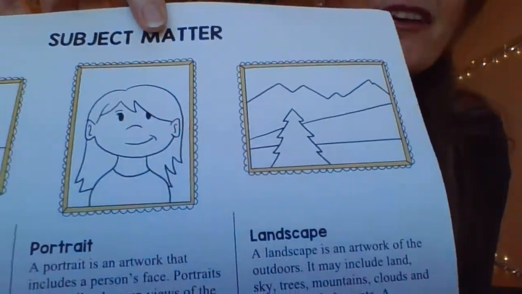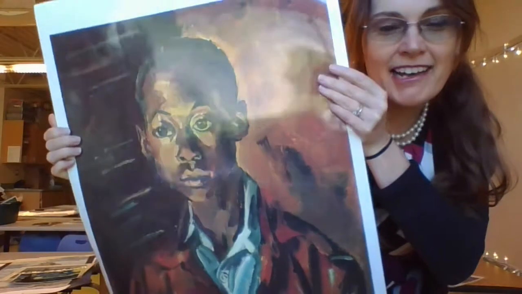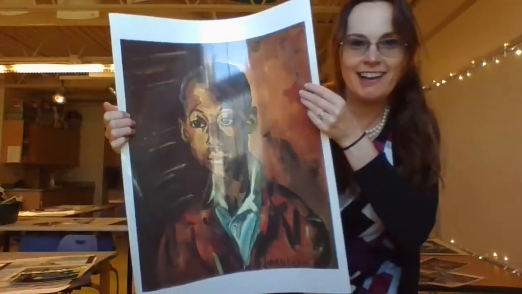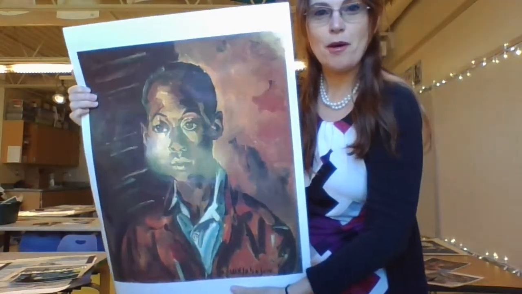So let's see some examples of each one of these in the art world. I'm going to start with portrait. This is by William Henry Johnson, and it's called Jim. It's a portrait of a boy. Check out that painting. Isn't that cool? It's all about the person. It's a portrait.